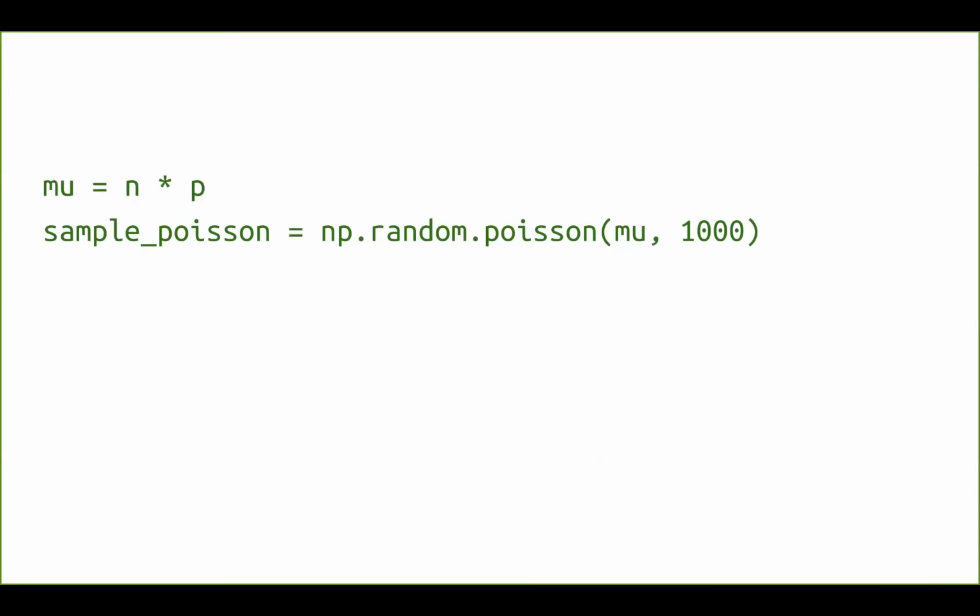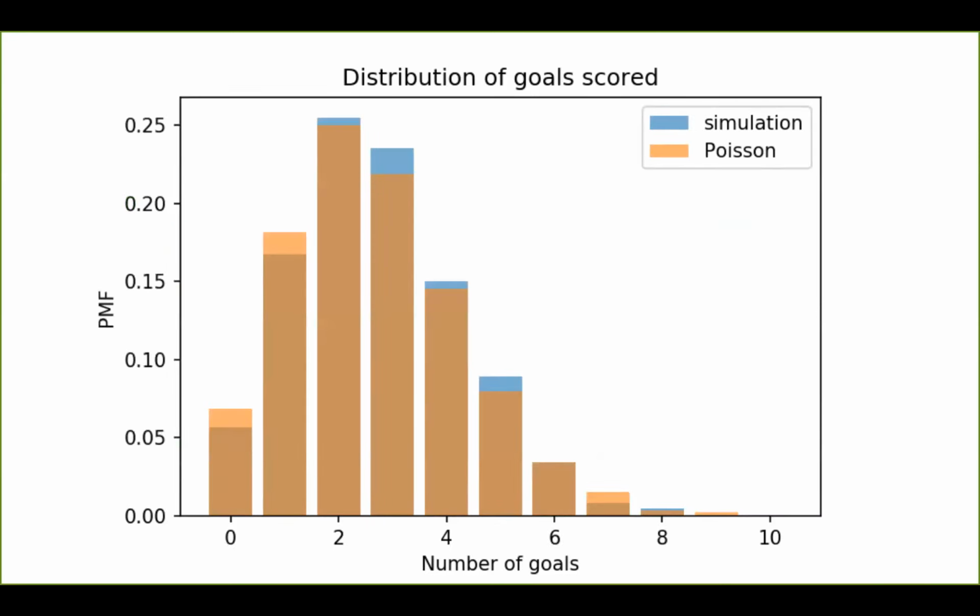So this is a sample from the same distribution we were just looking at, and I can compare the results from the simulation and from the analytic Poisson distribution. Looking at the PMFs, they are similar. They're not exactly the same because of some random variation.